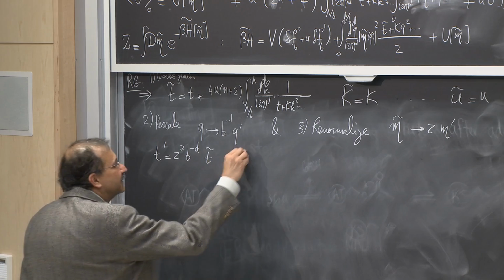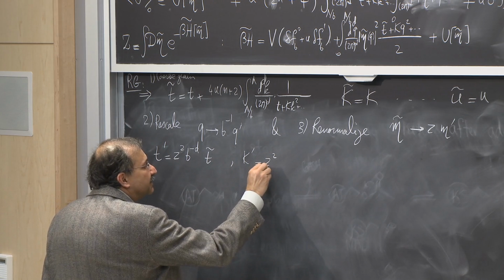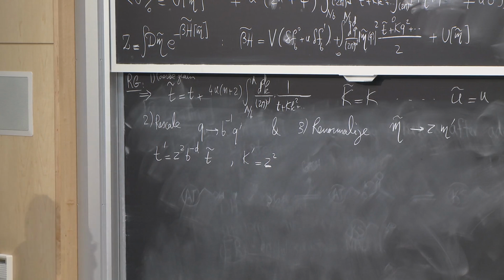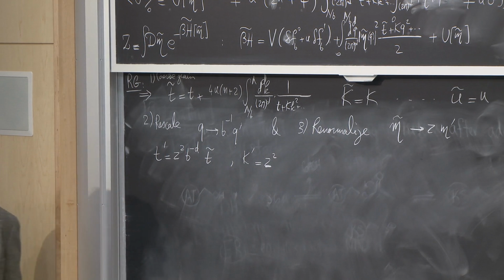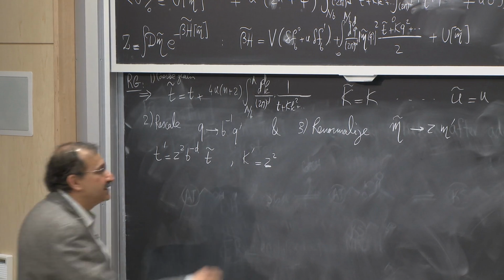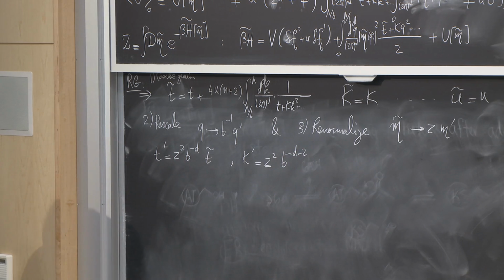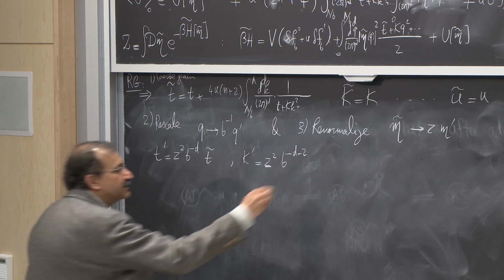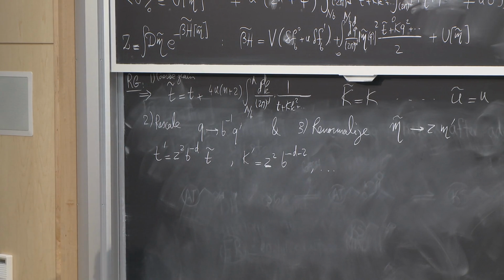Now, k prime is also something that appears in the Gaussian term. So it has a z squared. It came from two factors of m. But because it had an additional factor of q squared, rather than b to the minus d, it is b to the minus d minus 2. And I can do the same analysis for higher order terms going with higher powers of q in the expansion that appears in the Gaussian.